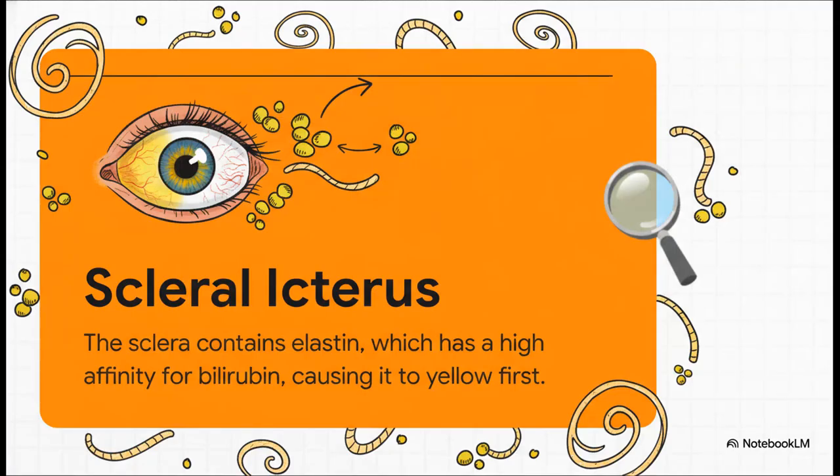Now, this is the golden nugget of information that's going to impress your examiner. So why the sclera? Well, the white part of your eye is absolutely packed with a protein called elastin. And it turns out bilirubin, that's the yellow stuff, has this huge chemical attraction to elastin. It's like a magnet. So the sclera just soaks up the bilirubin, turning yellow way before you'd ever see it on the skin. Mentioning this little fact shows you have a real deal understanding, not just some memorized checklist.